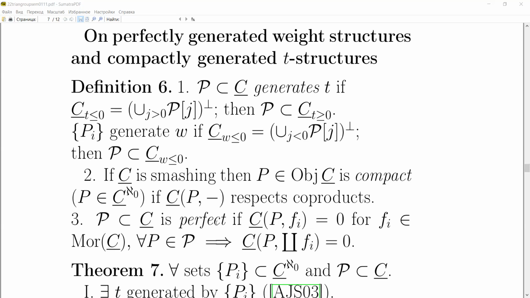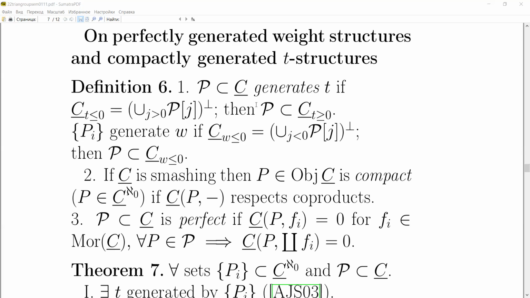So how can we obtain some smashing weight structures and smashing t-structures that can be defined similarly? You can start from certain generators. So this is the definition of generation for t. Then t at most zero will be the orthogonal to negative shifts of the class P, and we say t is generated by this class P.